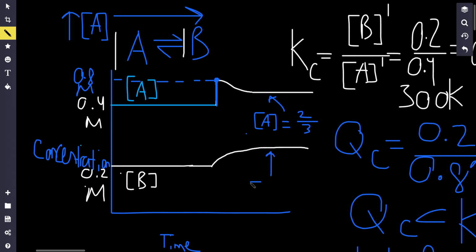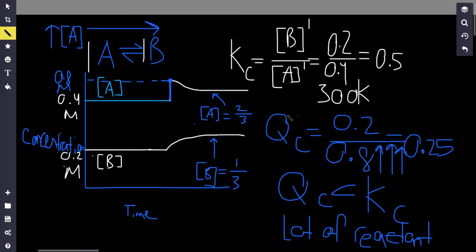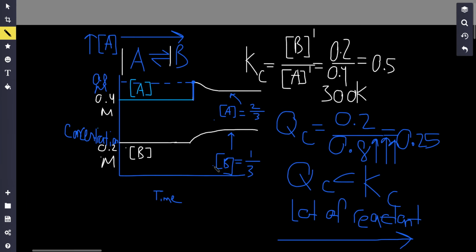And let's say the concentration of B is equal to 1/3. So at our new equilibrium, notice how the concentration of A and the concentration of B are completely different values than what we started with, right?